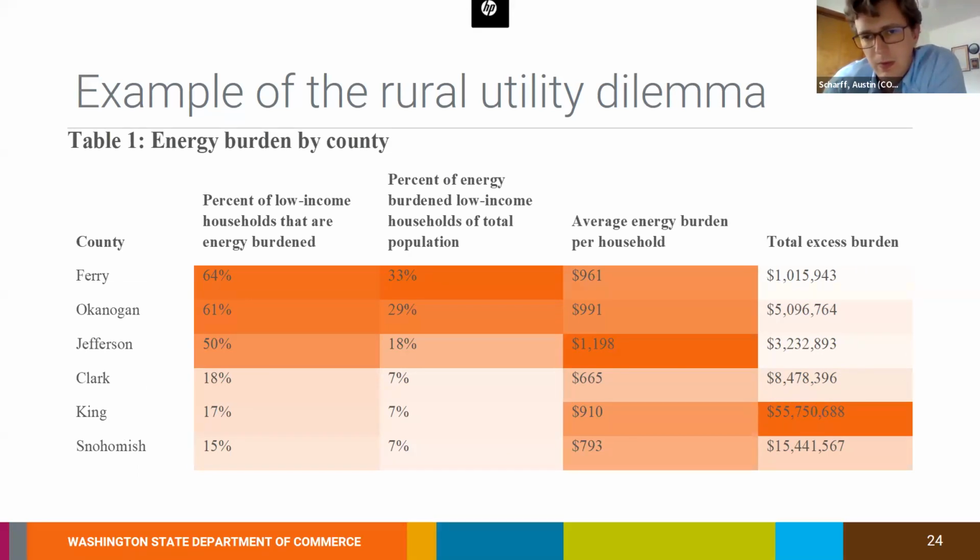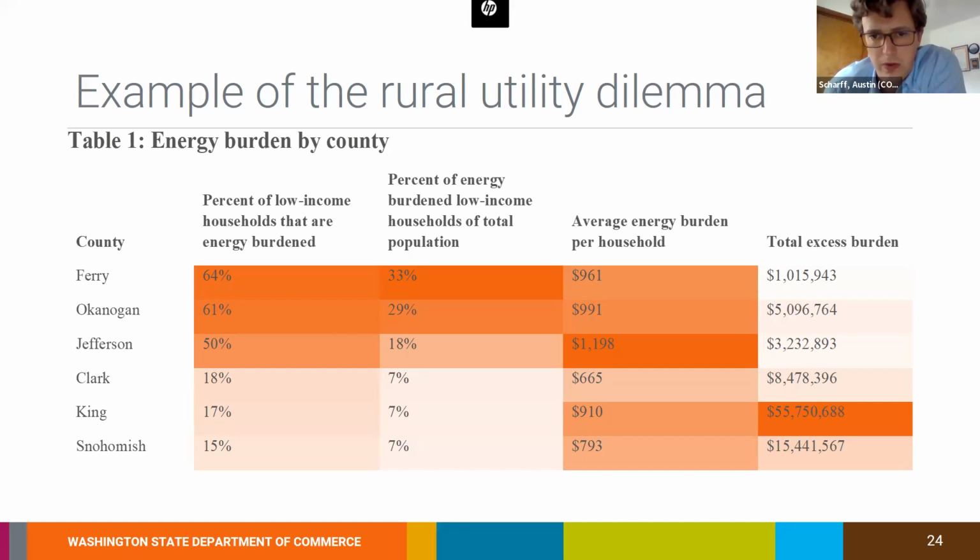So one of the ideas in the report, and that comes from looking at this data, is that rural counties here have a higher percentage of low-income households that are energy burdened. They tend to have a greater portion of the total population be low income and energy burdened. You can see that here: Ferry County's at 33%, 29% for Okanagan, 18% for Jefferson, compared to the urban counties where the numbers are much less, at 7% across all 3 of these.